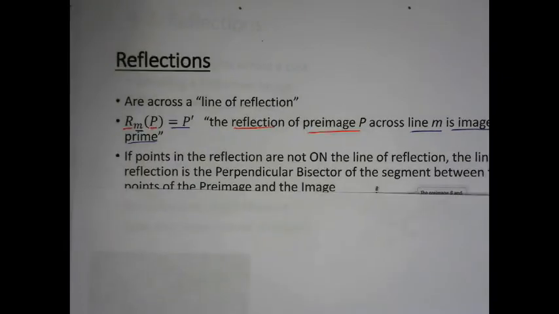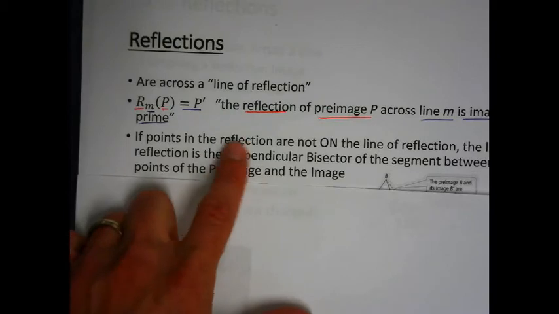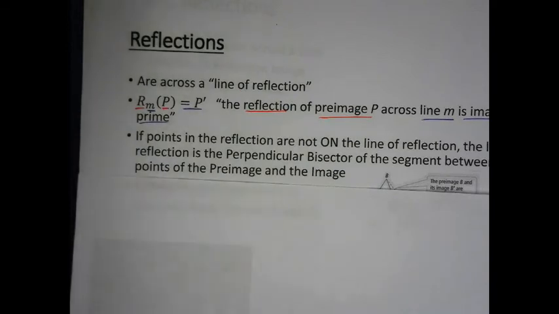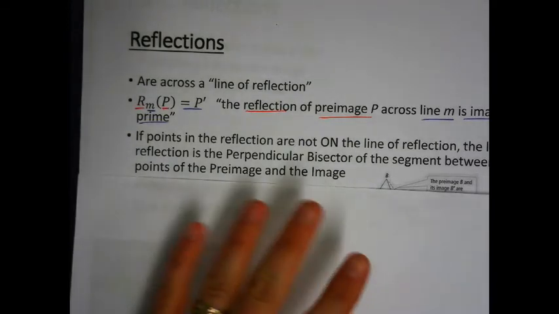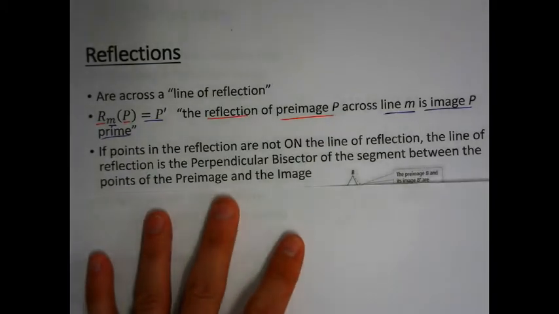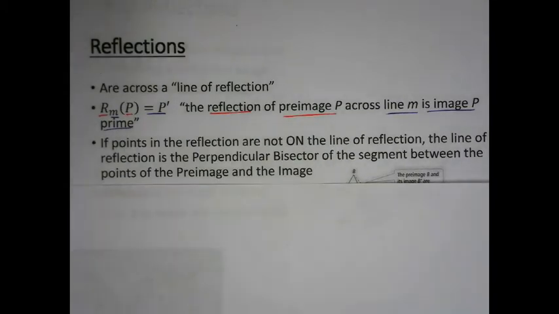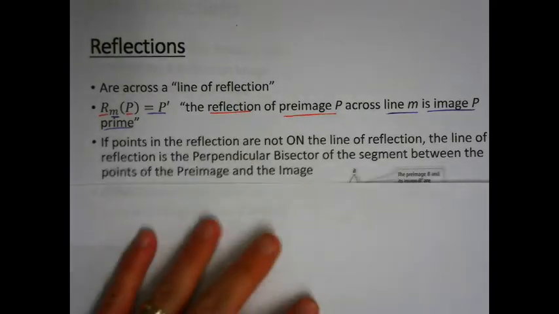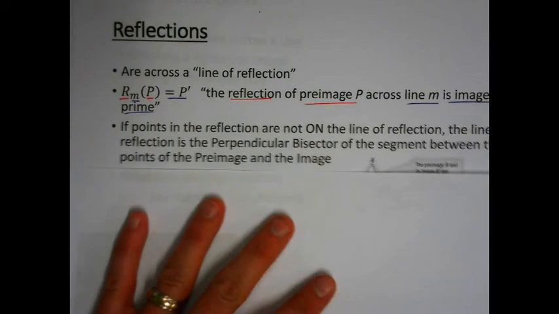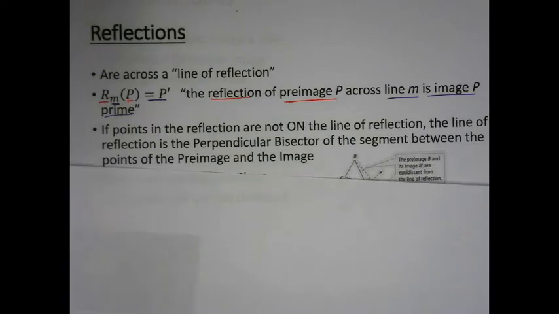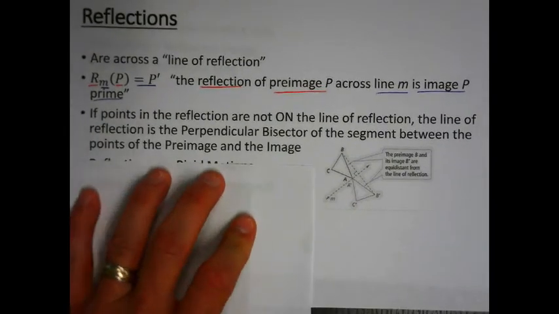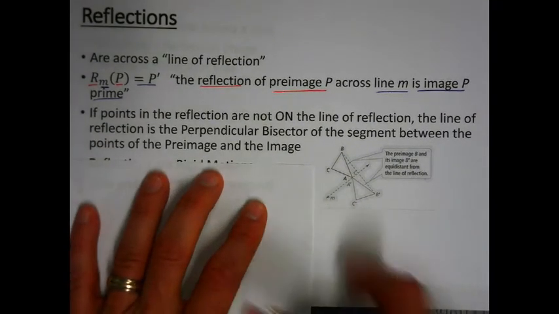All right. Now here's a neat thing. If points in the reflection are not on the line of reflection, the line of reflection is the perpendicular bisector. Remember that word from constructions. The perpendicular bisector of the segment between the points of the pre-image and the image. Yes, memorize all of that. No, just kidding. Don't memorize that. Just make sure you understand what's happening in this picture.